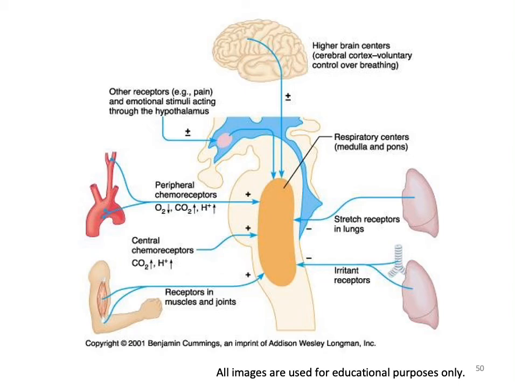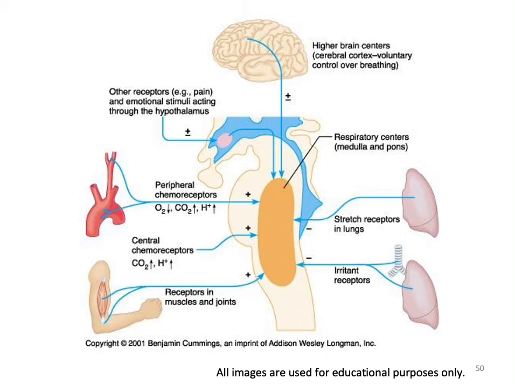So both peripheral and central chemoreceptors will send signals or impulses to the respiratory control centers, which are located in the medulla and pons. Other receptors, such as those for pain and emotional states, will also activate the hypothalamus. So the hypothalamus will send signals towards the respiratory control centers in the medulla and pons.